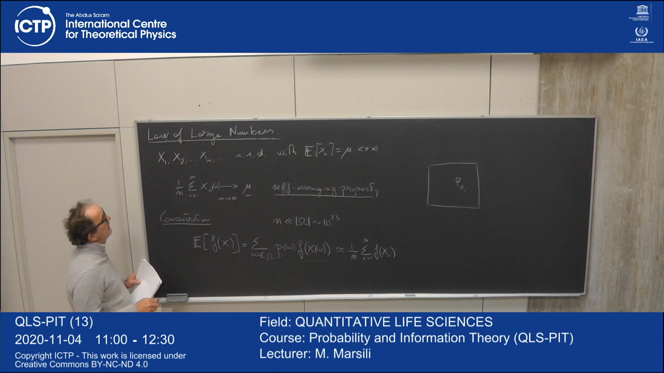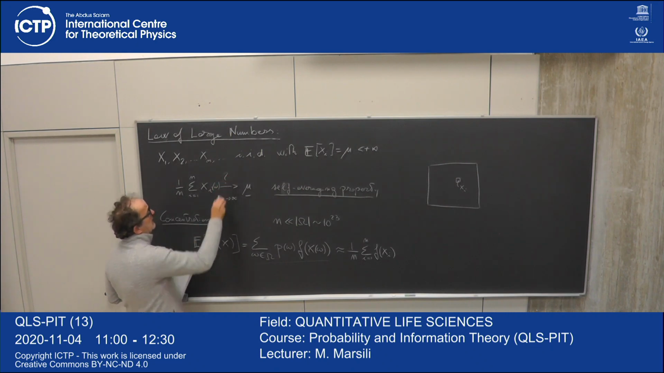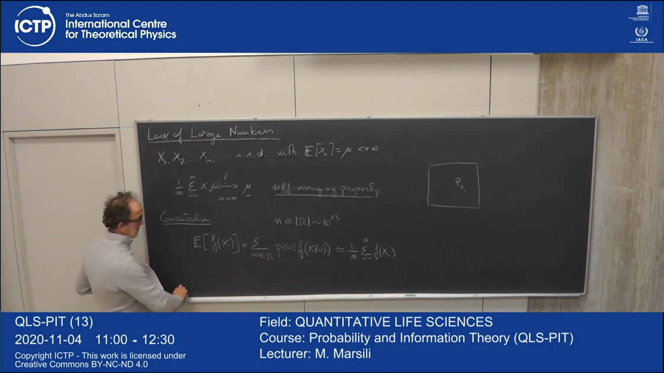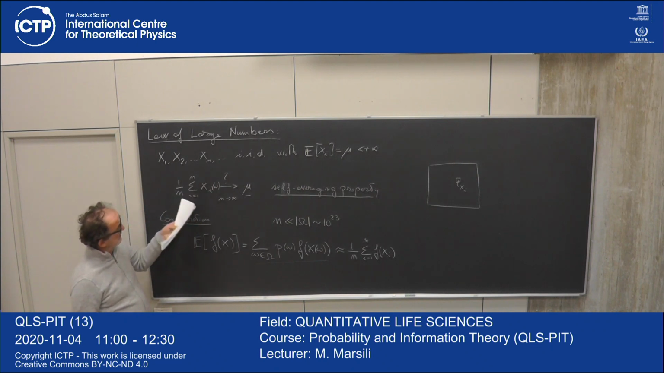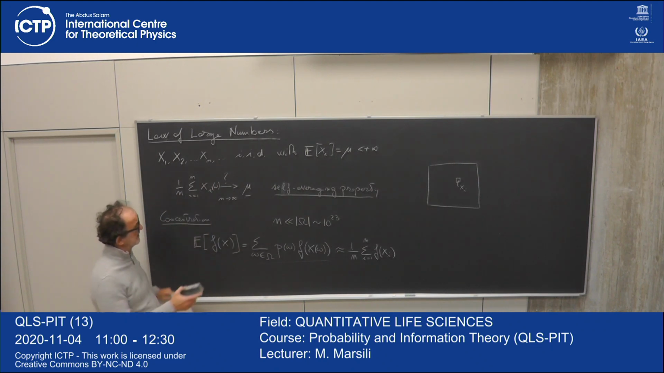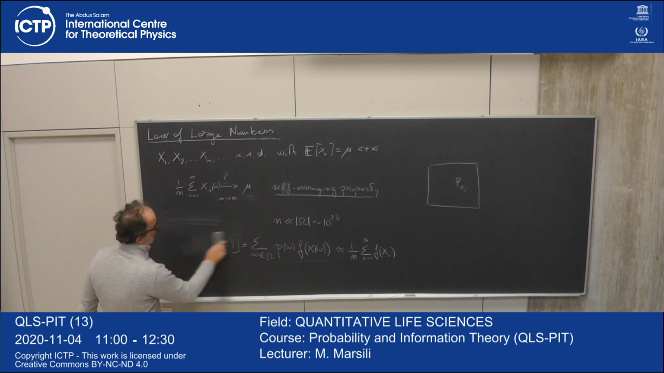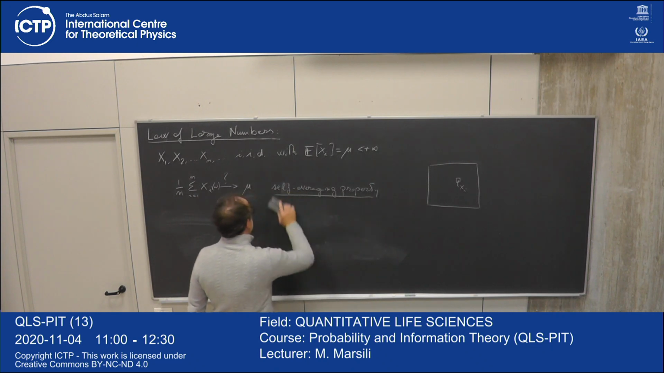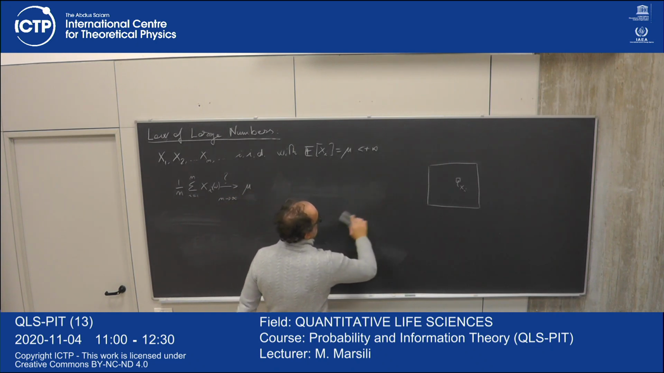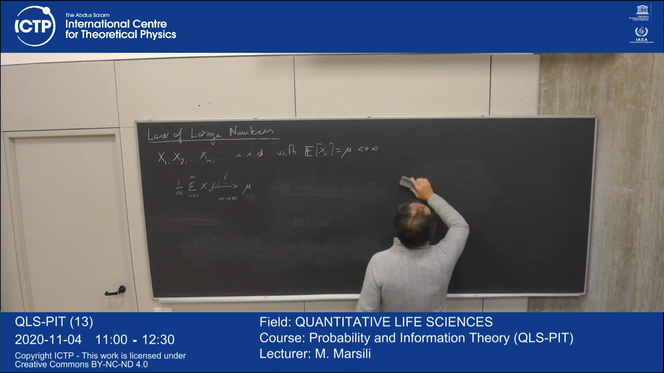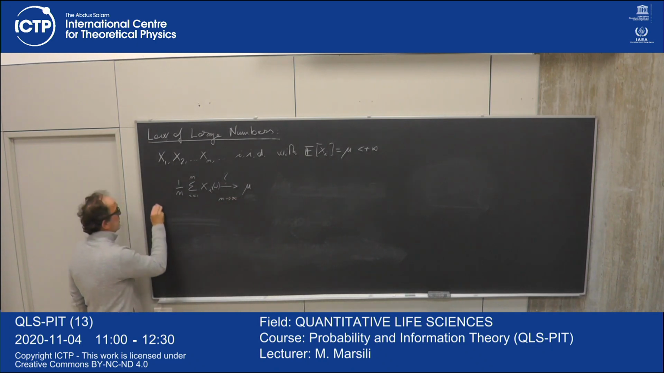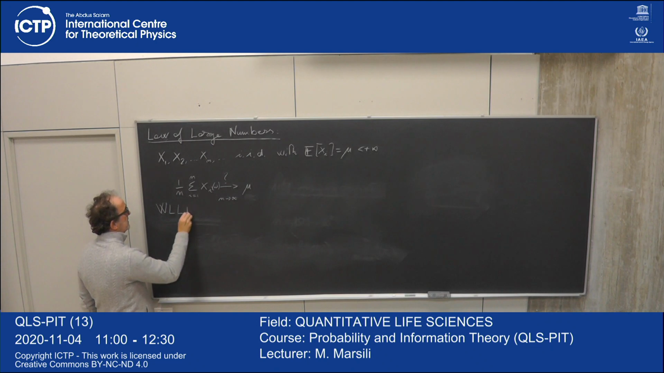Okay, so now if we want to discuss the law of large numbers, then we have to decide what type of limit we want to take here. Because as we have seen, there are different meanings that we can attach to a limit in probability. And so there are two versions of the law of large numbers. The first version is what is called the weak law of large numbers.